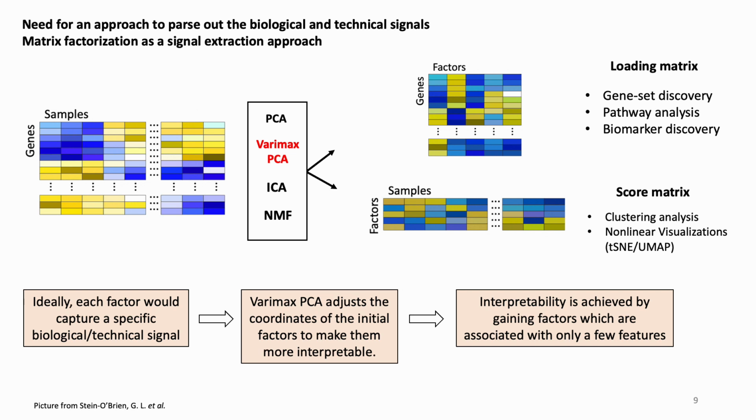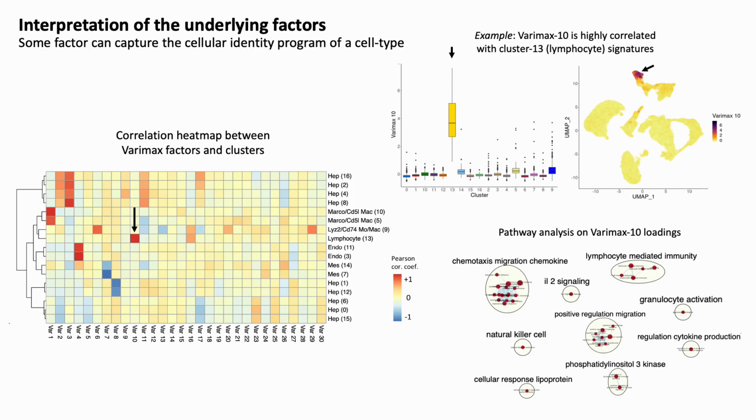Here, we applied Varimax-PCA to our gene expression matrix and evaluated the resulting loadings. The standard PCA tries to identify orthogonal dimensions that capture the maximum amount of variance in your data. The Varimax-PCA applies a rotation to the PCA loading matrix with the goal of improving the interpretability of the factors. Ideally, each factor would capture a specific biological or technical signal.